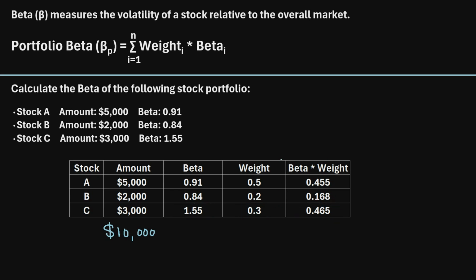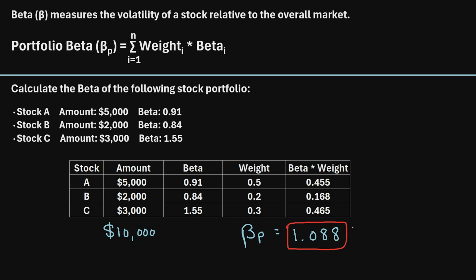Now the very last step to calculate the portfolio beta, which we can write as beta sub P, is going to be the sum of these values in the beta times weight column. If we add up these 3 values, we come up with 1.088. This is the beta of this particular 3 stock portfolio.